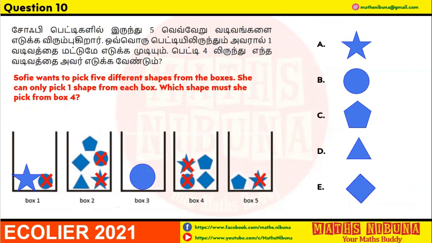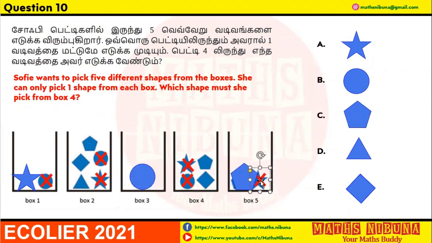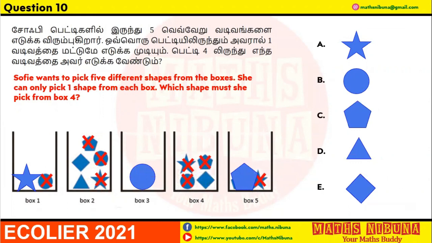Okay, now look at the third box, which has only one shape now. Here I got 3 shapes. These 2 boxes already empty. Here I got 2 shapes. Here I got 1 shape. That means I take the third shape from box 5, right? The pentagon. So pentagon will come out from box 5. Once I take out pentagon from box 5, you cross all the pentagons. So no more pentagon to take out. Okay, this is how you have to solve this question.